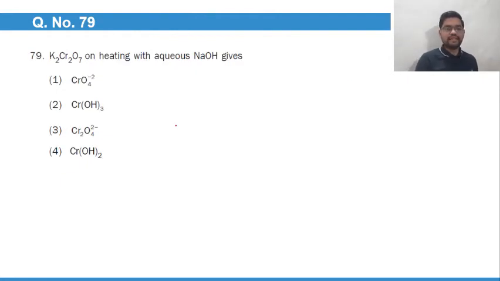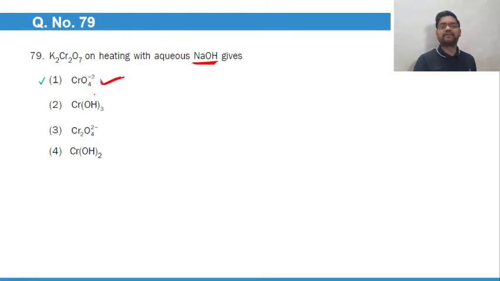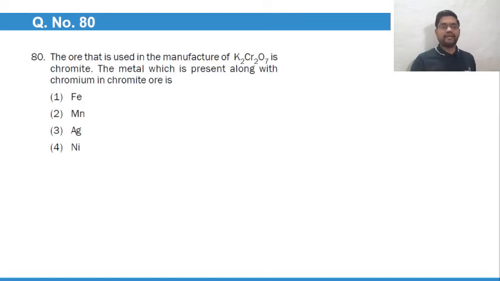Talking about question number 79. K2Cr2O7, that is potassium dichromate, on heating with aqueous NaOH. Again, it is in basic medium. In basic medium, as we have just seen, the dichromate ion will get converted to CrO4 2- ion. So that will be option number 1, the best answer. So question number 78 and 79, the explanation is the same. 80. The ore that is used in the manufacturing of K2Cr2O7, that is dichromate, is chromite. The metal present along with chromium in the chromite ore is iron. That is the answer.